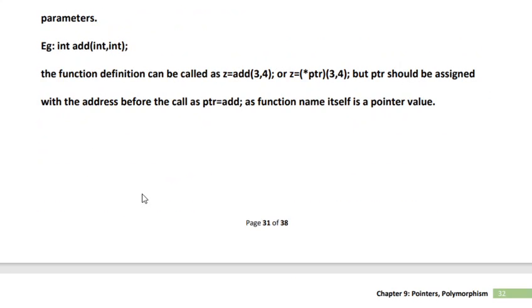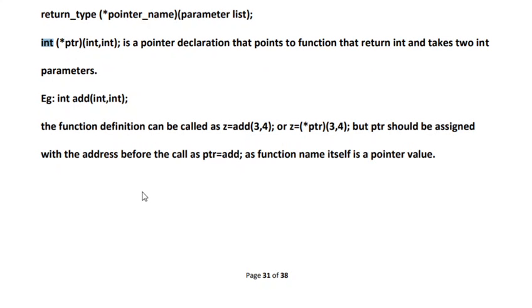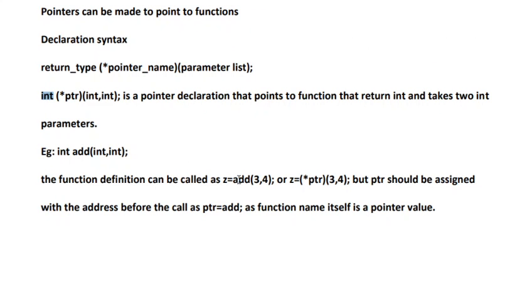Now, in order to call the function using a pointer, in a normal situation what we do is we use z = add(3, 4). It will make a call to the function by passing the parameters 3, 4. As we already know, in the case of a function declaration, the function name marks the beginning of the function definition in memory, right? So the function name itself is a pointer value.